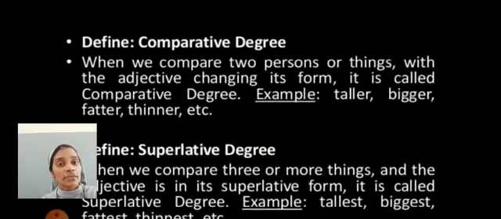Next, comparative degree. When we compare 2 persons or things with the adjective changing its form, it is called comparative degree. For example, bigger, taller, fatter, thinner. This compares 2 things to show which has the lesser or greater degree of the quality.